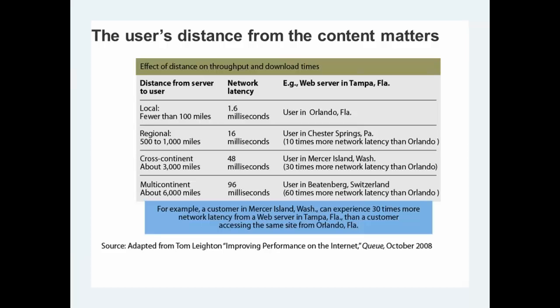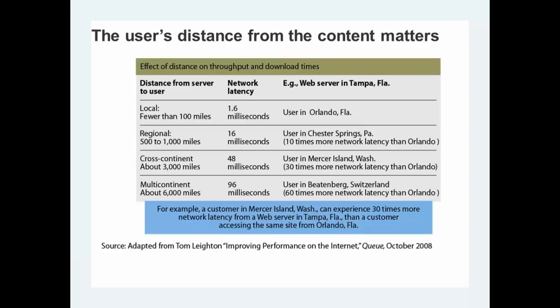Say we're in Pennsylvania, and we access that server in Tampa. It goes to 16 milliseconds. And then across the continent, so say you had a server in New Jersey, and people are accessing content in San Diego, it goes to 48 milliseconds, and multi-continent 96 milliseconds. So there is lots of internet latency there, and this really adds up.